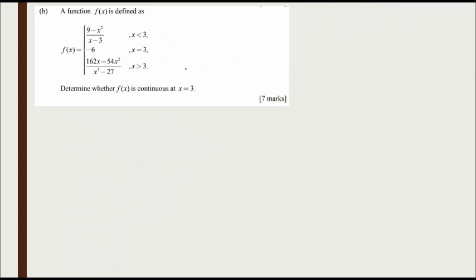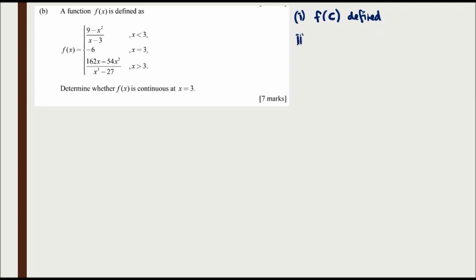Now if we look at part B, we want to determine whether f(x) is continuous at x equals 3. If you still remember, we have three conditions for continuity. Let's say the continuity we want to check is at c. First, f of c must be defined. That is the first condition.